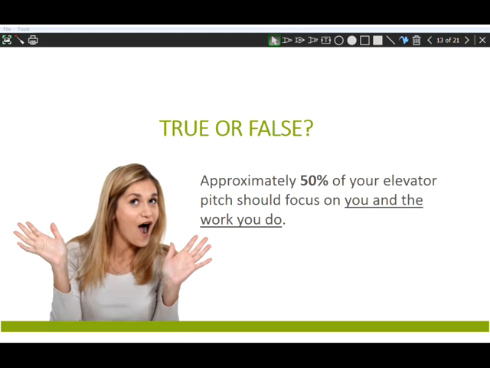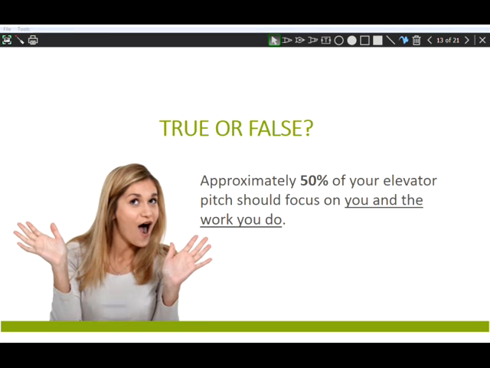I say this is false because most of your pitch really shouldn't be focused on you and the work that you do, but on the need that your product or service meets. That person wants to know who you are, because they want to know who this individual talking with them is, but they really want to know how what you have or do, or your business, is going to help meet their needs. That's where a big chunk of your time should be spent.